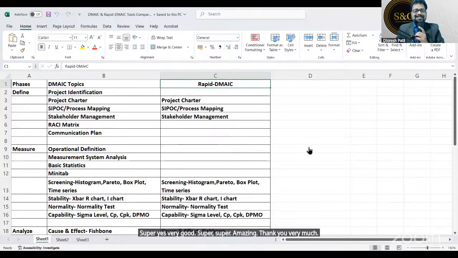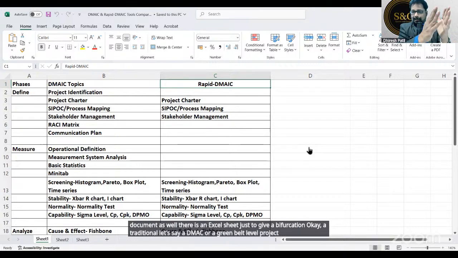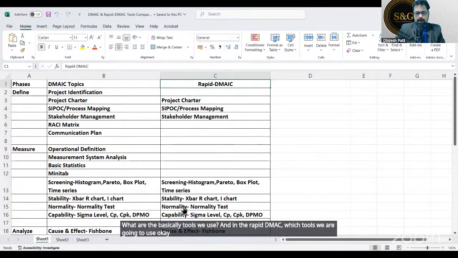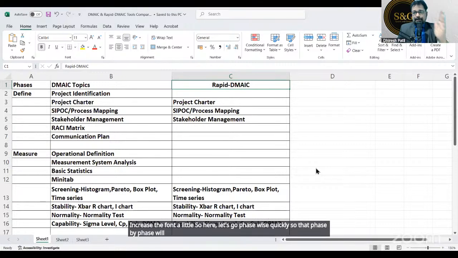Okay. So now let me quickly touch upon this, and I'm going to give you this document as well. There is an Excel sheet just to give a bifurcation. In a traditional DMAIC or green belt level project, what are the tools we use? And in the rapid DMAIC, which tools are we going to use? Let me quickly increase the font a little. Let's go phase-wise, so that phase by phase we compare what we use in the traditional green belt DMAIC project and the rapid DMAIC project.